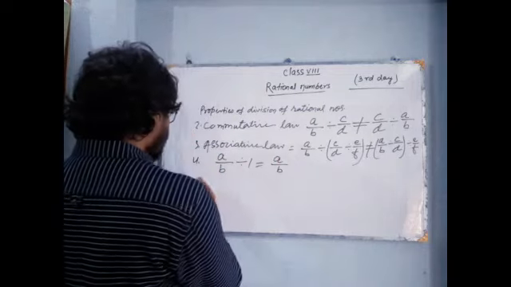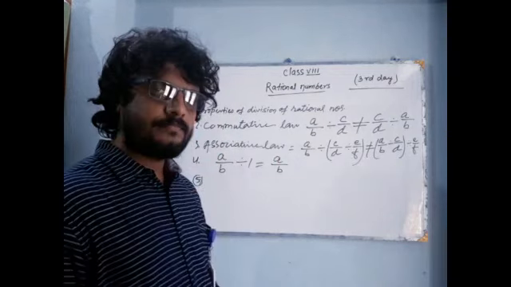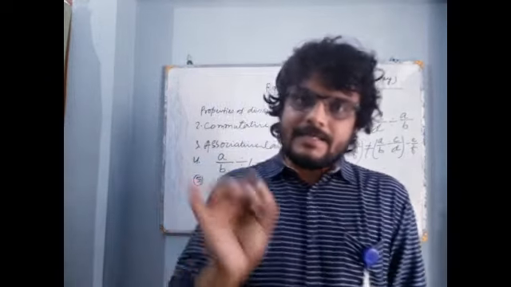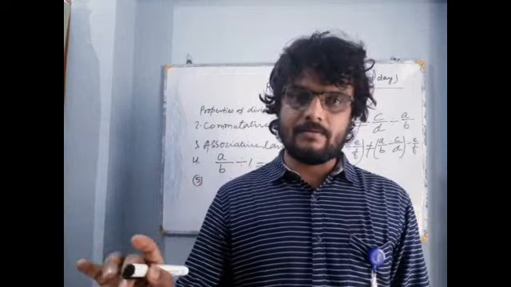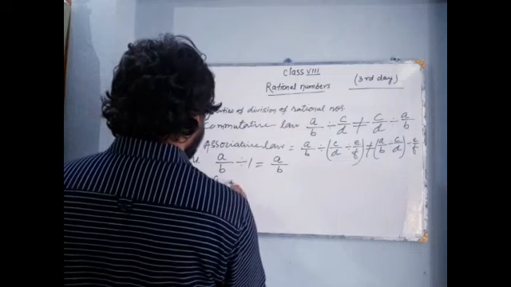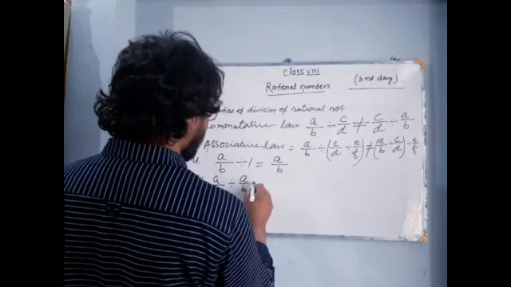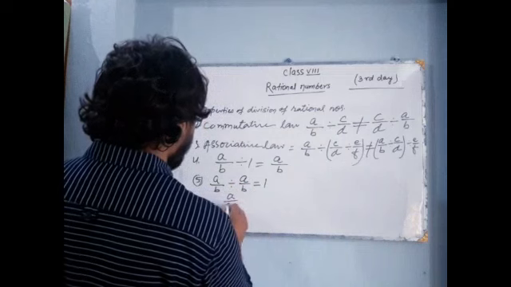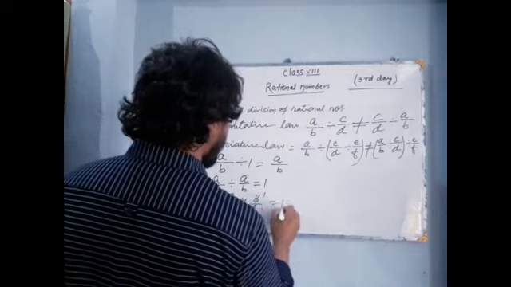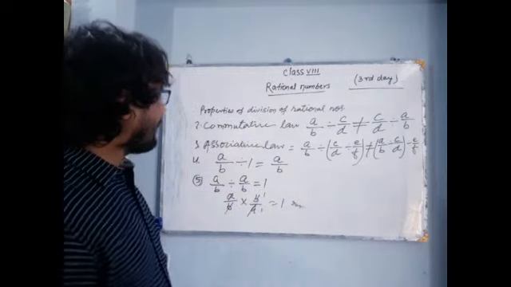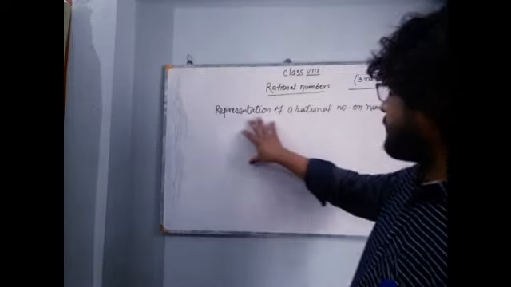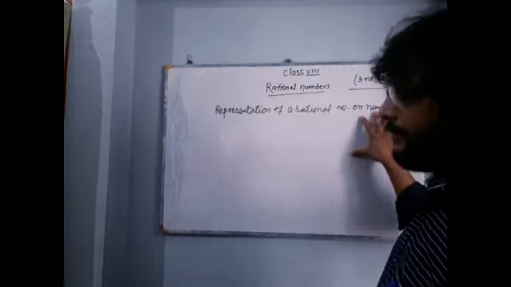Our next property is when a rational number is divided by itself, then we get 1 as a quotient. What I am saying: a by b divided by a by b, what do we get? 1. How? a by b into b by a, cancel, that is 1. Okay, it was all about the properties of division of rational numbers. Now our next topic is representation of a rational number on the number line.